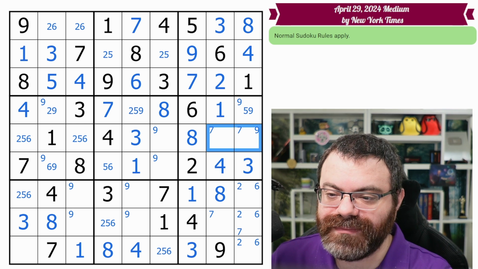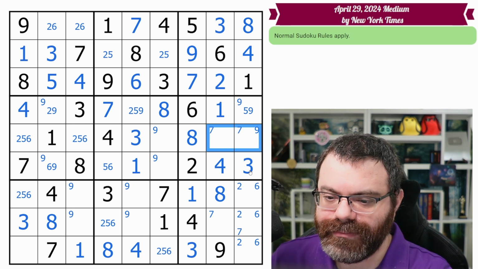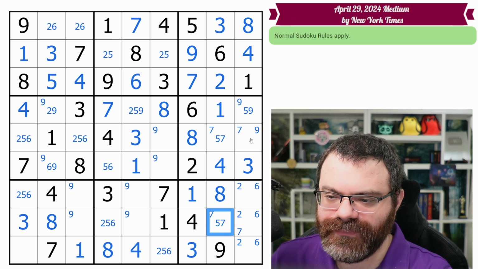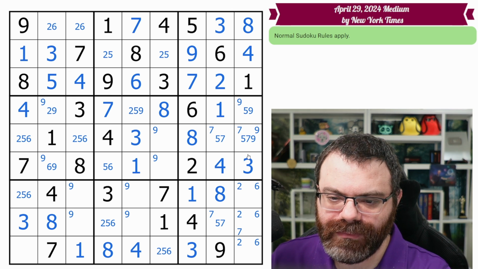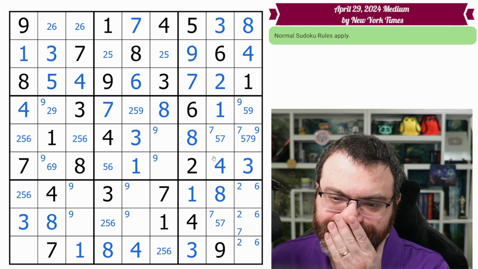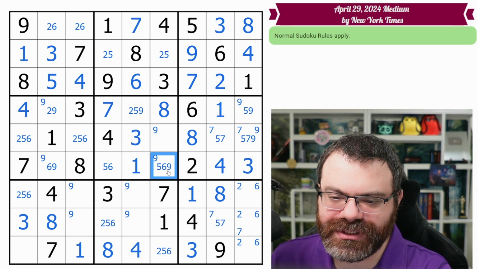I'm going to finish up this box. We needed 5, 7, 9. So this is 5, 7. In fact, this whole column is 5, 7. And I think this is any of 5, 7, 9. Okay. This row is down to 5, 6, 9. So we'll just pencil that.